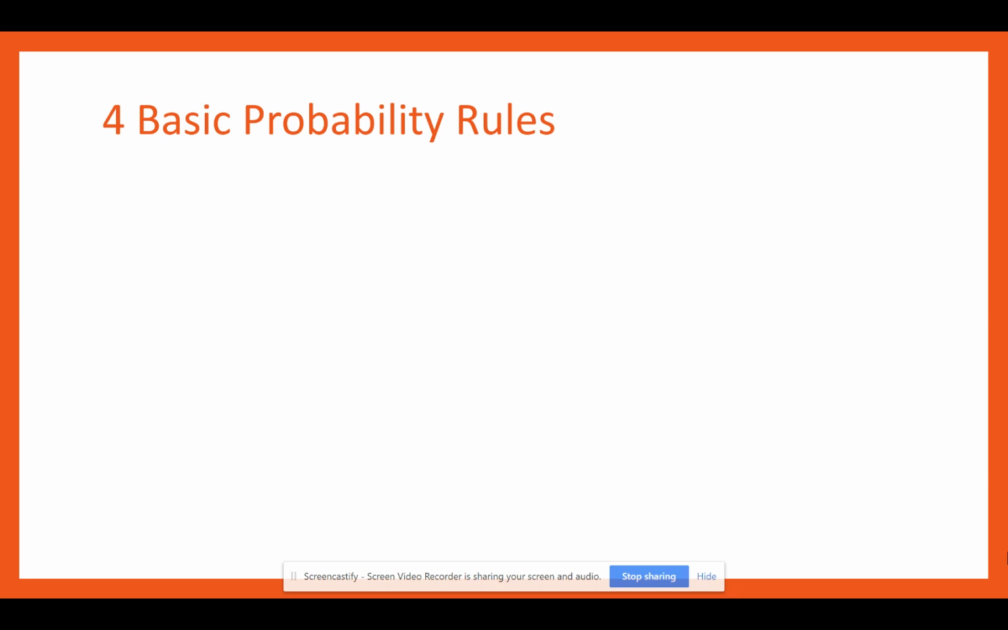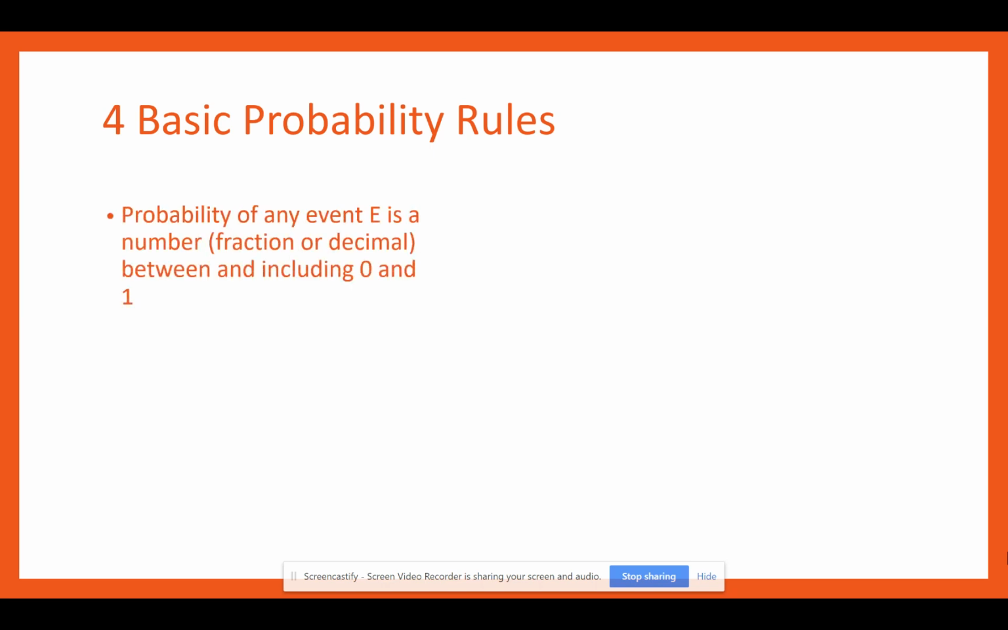There are 4 basic probability rules that you need to be familiar with because they help to determine whether your answer to a probability problem is reasonable or not. The first one says the probability of any event is a number, fraction or decimal, between and including 0 and 1. In symbols, that is written 0 is less than or equal to the probability of an event, which is less than or equal to 1.